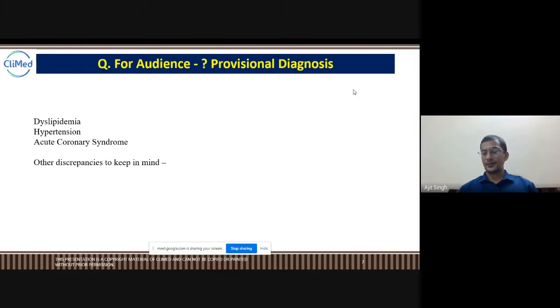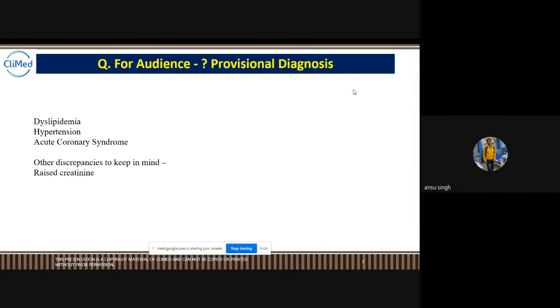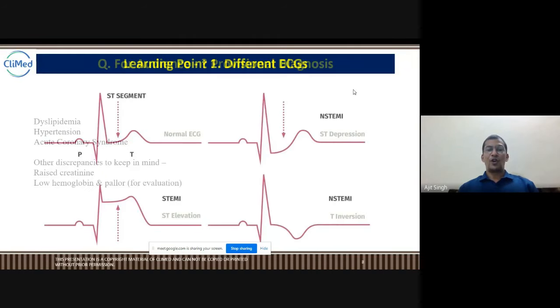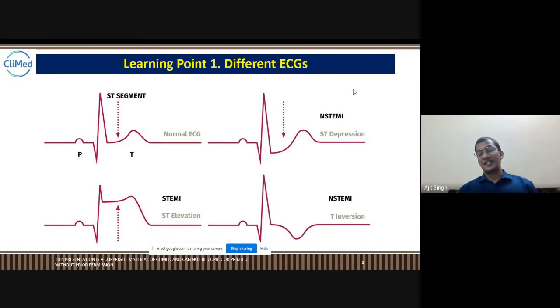Yes, guys. What about this? Raised creatinine, sir. Yes, raised creatinine. Then low hemoglobin and pallor. Yes, sir, we'll send it for evaluation. But these are the other minor problems. So first we'll go for acute coronary syndrome treatment. Done. Now I'll come to learning point one, different ECGs.